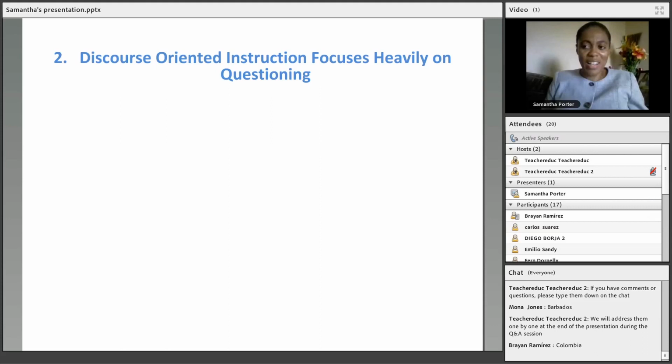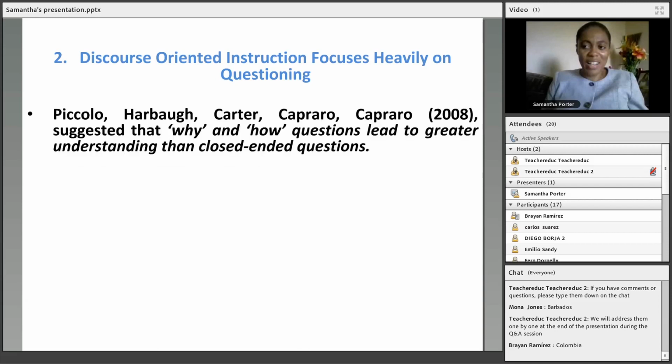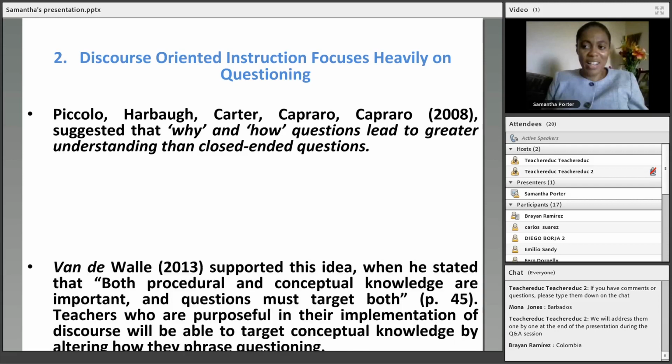In addition to that effective and good environment, discourse-oriented instruction must focus heavily on questioning. We must allow students to question, and we also as teachers must question students to get to know what they're thinking. So we see here that Piccolo et al. suggest that why and how questions lead to greater understanding than closed-ended questions.